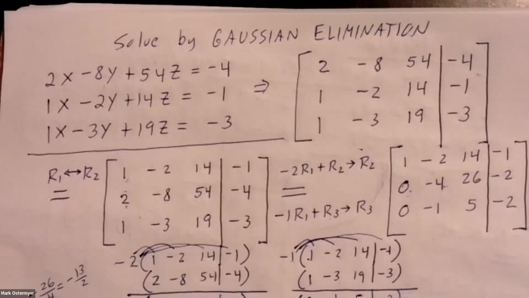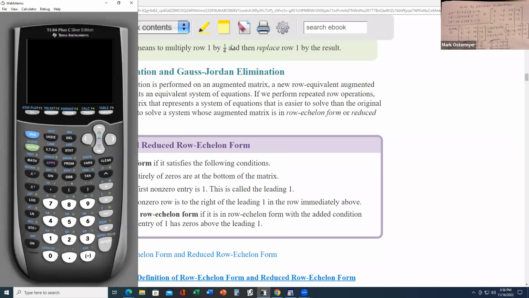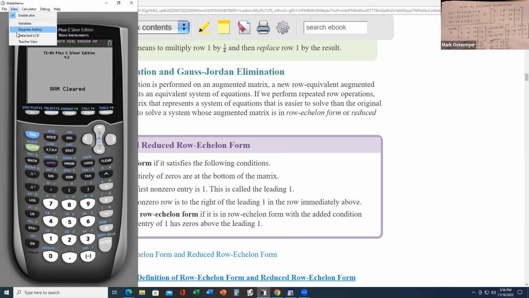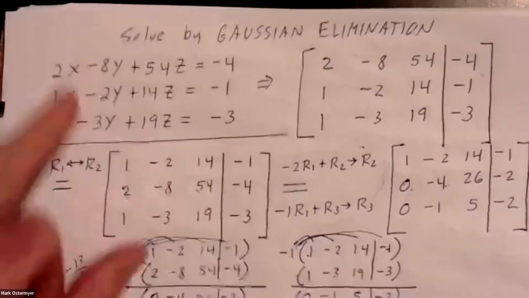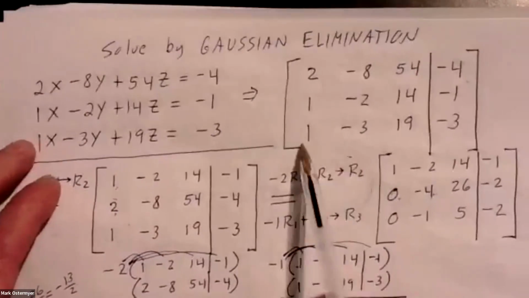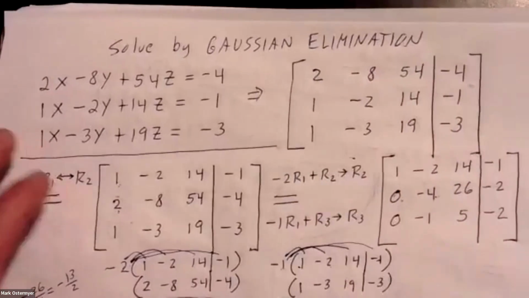So let's go get our calculator, and we're going to solve this system now using our TI-84 calculator. All right. First thing we got to do is type in this system in the form of a 3x4 augmented matrix. In other words, we got to type the system in so it looks like this into our calculator. So how do we do that?